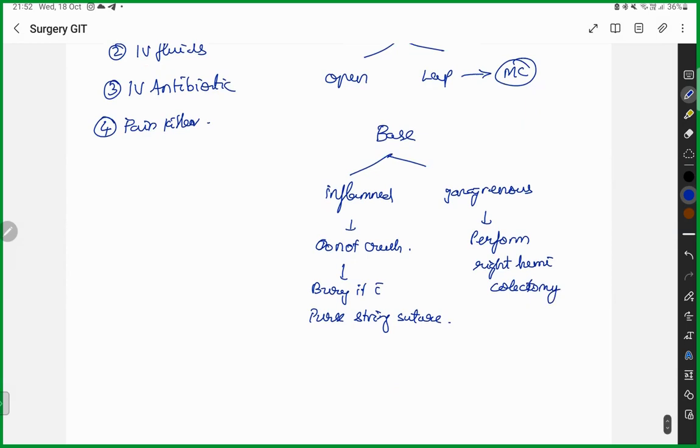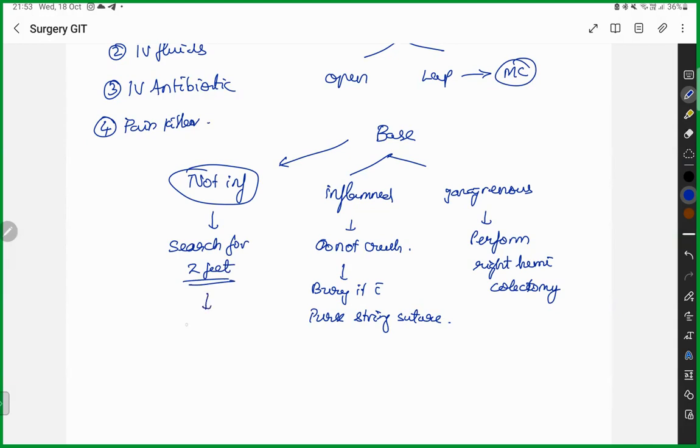If the appendix is not inflamed, if the base is not inflamed, what you're going to do is search at least 2 feet of ileum. I told you the rule of 2 when we saw Meckel's diverticulum. So look for Meckel's diverticulum, because it is one of the most important differential diagnoses to be made for acute appendicitis.